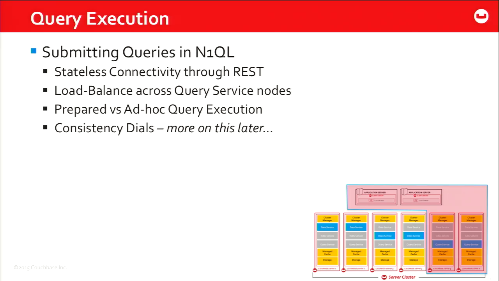Number one, the connectivity to the query service happens through the REST API. It's stateless. The number of nodes running that service could be all the nodes or some of the nodes, but we're going to round robin and load balance across them. We just randomly pick a node and go to it. Essentially, the query service will respond, so your connection will last until the end of that execution. Then you come back with another request, and we can do that.